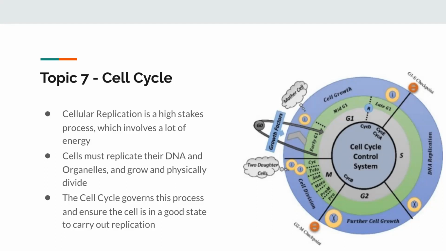So in order to carry out this process, they have to replicate their DNA, all of their DNA. They have to replicate their organelles, like their mitochondria, chloroplasts, whatever. And then also physically grow. The cell has to grow to about twice its size so it can physically divide, and then you can have 2 cells that are the same size as the original cell. And this whole process of replication is governed by the cell cycle, and it ensures that the cell is in a good state to carry out replication and that it's safe to do so. Make sense?